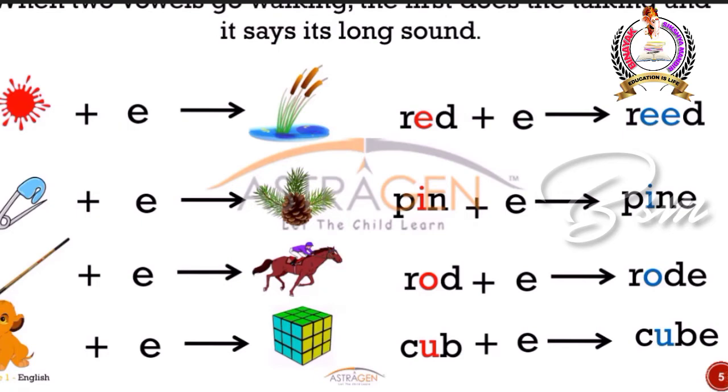And whenever you have E at the end of a word, it stays silent. Okay? E does not say anything. It only helps the letter I to get its long sound. So are the other words reed, road and cube. Did you observe? The first vowel is saying its long sound, but the second vowel, that is the E, is saying shh, staying silent, saying nothing.